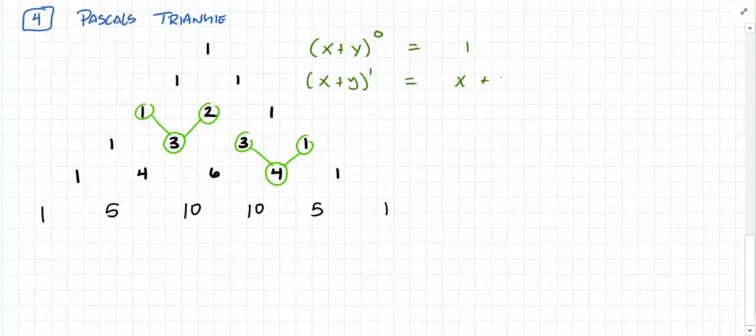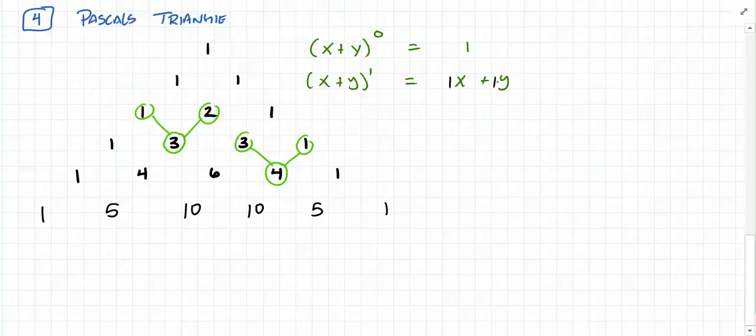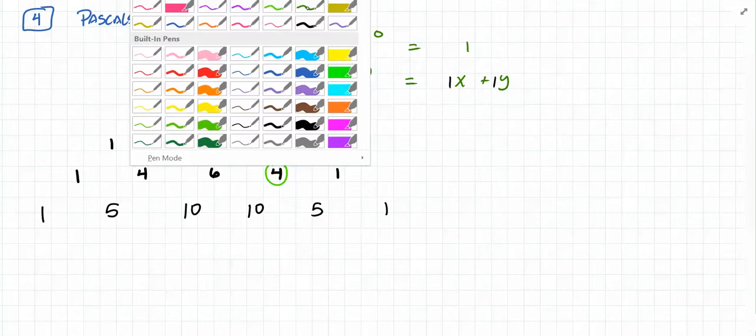It was x plus y. And can you guys tell me, what are the coefficients in front of my x and the y? A 1 and a 1. Anybody see something building here? Okay. It is Pascal's triangle.